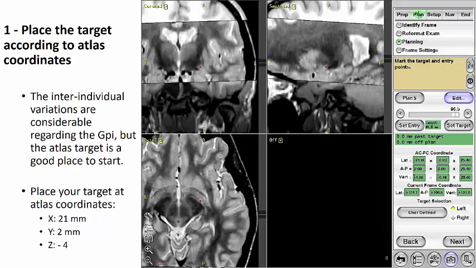We now start with placing the target according to atlas coordinates. The inter-individual variations are considerable regarding the GPI, but the atlas target is a good place to start at. We put the target initially at a laterality of 21 mm, 2 mm anterior of the mid-commissural point at a depth of 4 mm below the ACPC plane.